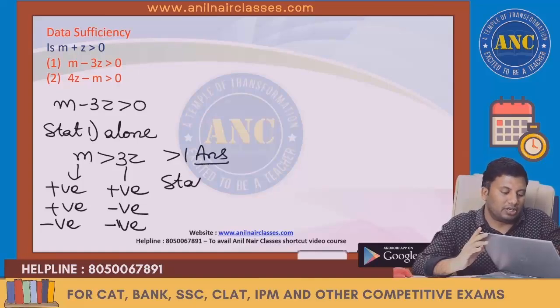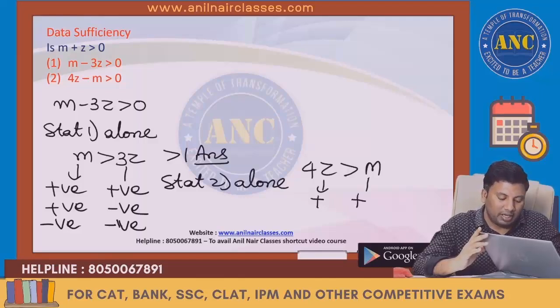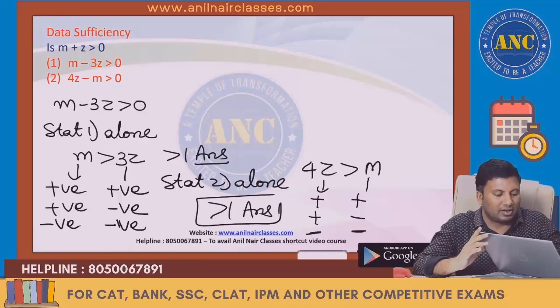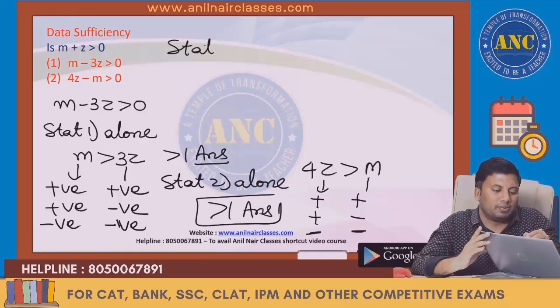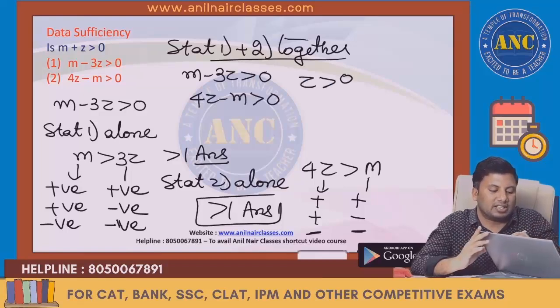Similarly, statement 2 alone: 4z is greater than m. This can be positive, this can be negative, this can be negative. Greater than one answer. If I do statement 1 and 2 together, m minus 3z greater than 0 and 4z minus m greater than 0, that means z is greater than 0.